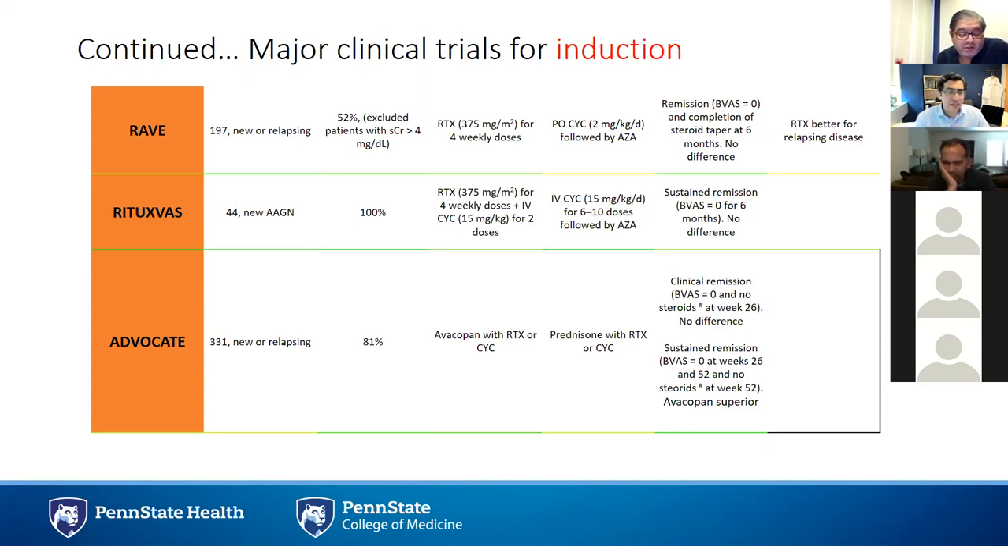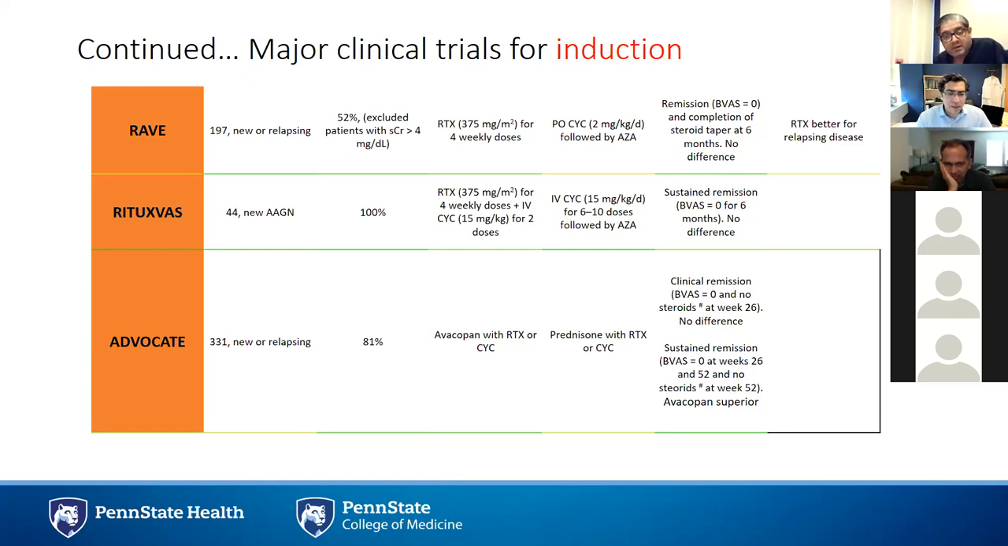Then there was RITUXVAS, which had 44 patients, and it used rituximab for the same 4 weekly doses plus IV cyclophosphamide 15 milligrams per kilogram for 2 doses. And the control arm was IV cyclophosphamide for 6 to 10 doses followed by azathioprine. And this showed that in sustained remission, there was no difference. So in this trial, there was a combination of rituximab and IV cyclophosphamide.